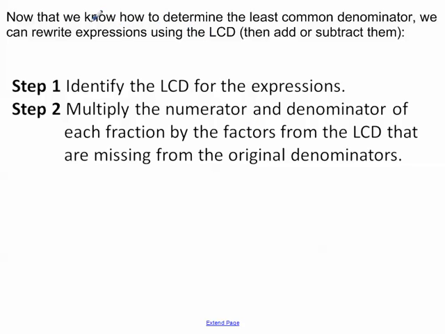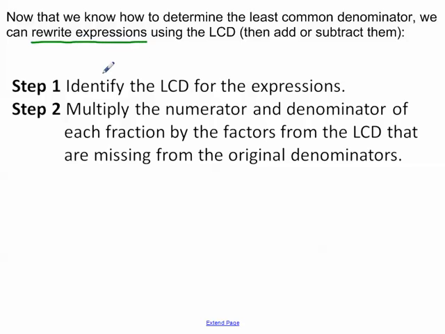So what are we going to do? Now that we know how to determine the lowest common denominator, which we did in the previous video, 7.3a, we can use those ideas to rewrite expressions that are given to us, including numbers and polynomials, using the idea of the lowest common denominator. And then finally we can add and subtract them, because the next section, 7.4, is adding and subtracting polynomials.